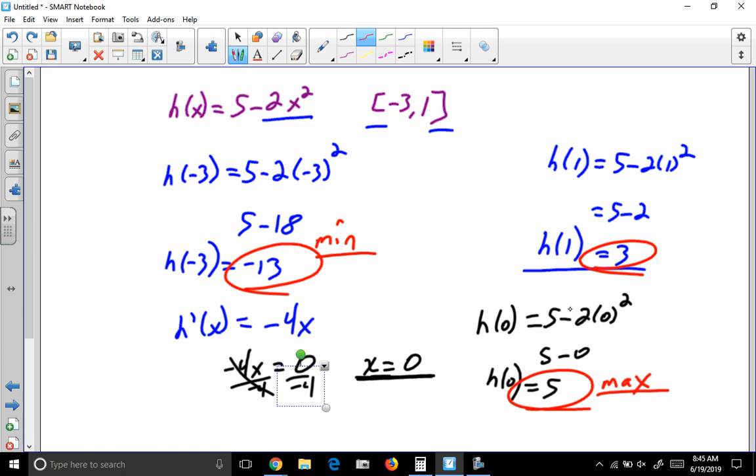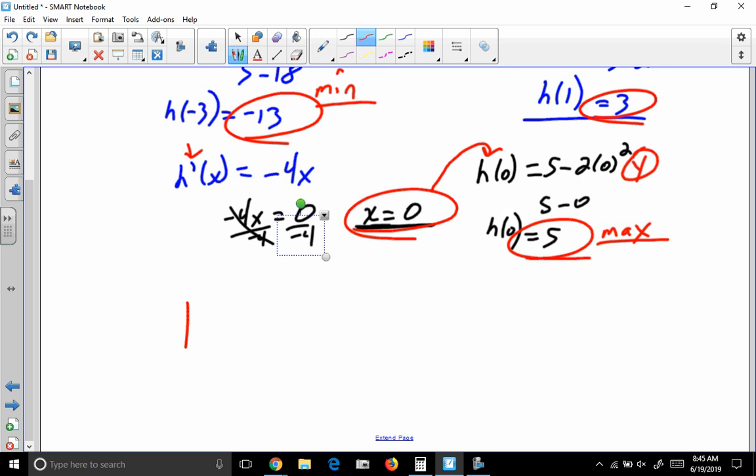Now notice when we got our critical point, we plugged it into the original function because we're looking for the y value. We found the critical point by setting the derivative equal to 0, but if we're looking for a y value, we plug that x back into the function.